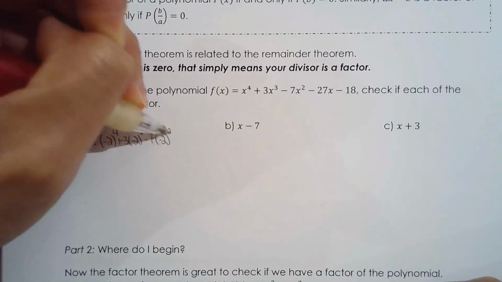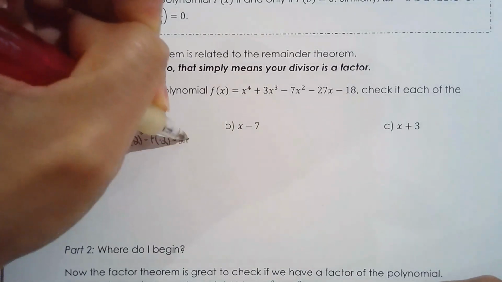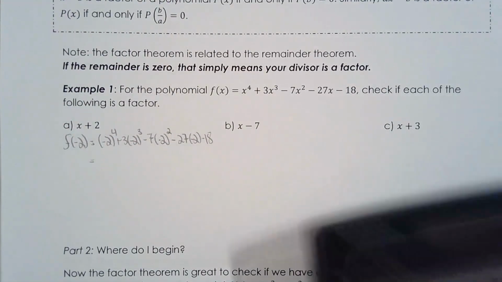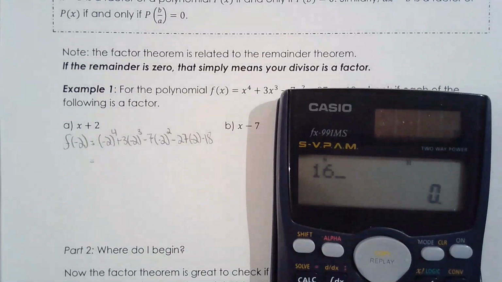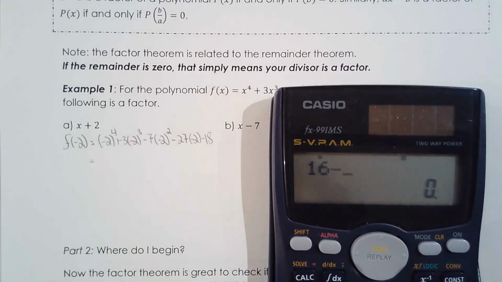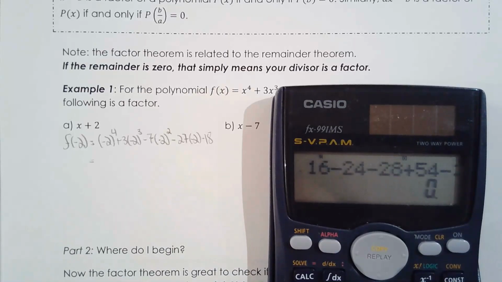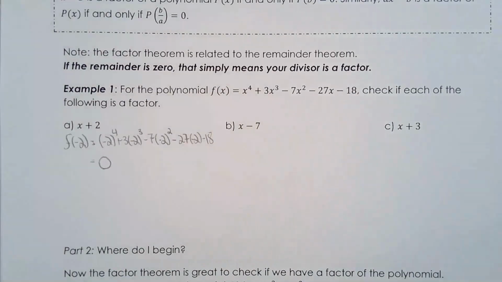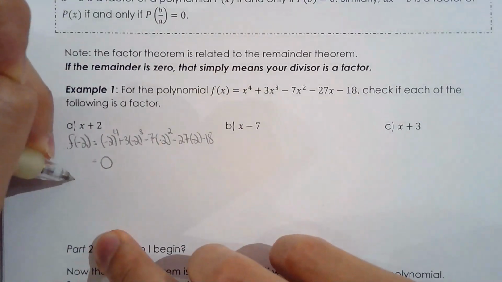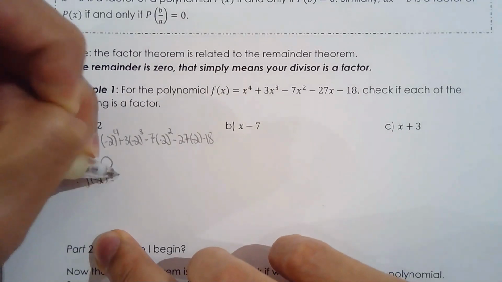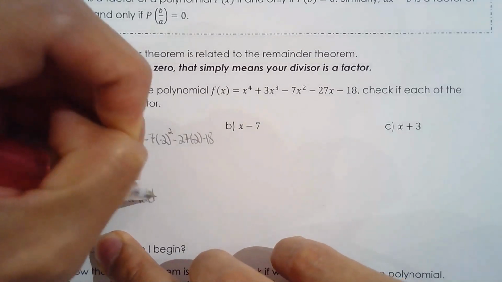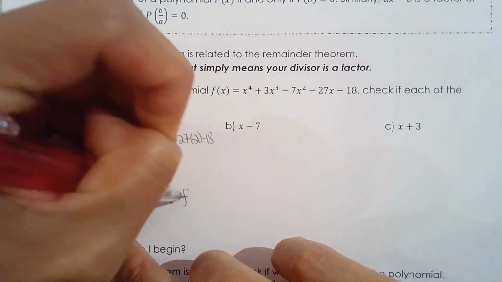Yeah, you can also use synthetic division, but no way that's happening. Oh, this quartic is long. Okay, so 16, this is negative 8, negative 24, this is 4 times negative 7, minus 28, and then plus 54, minus 18. Hey, it's 0. What do you know? So what this is saying is when I divide by x plus 2, the remainder is 0. So since f of negative 2 is equal to 0, therefore x plus 2 is a factor of f of x.